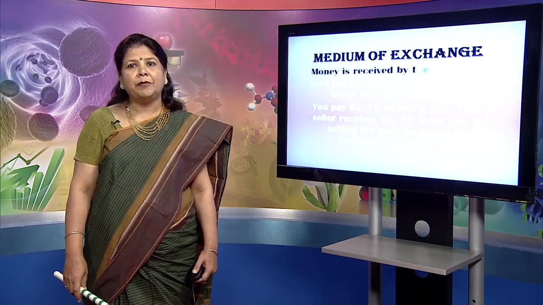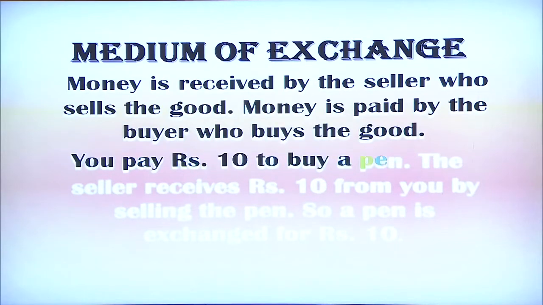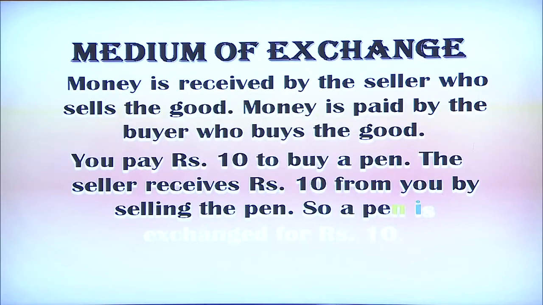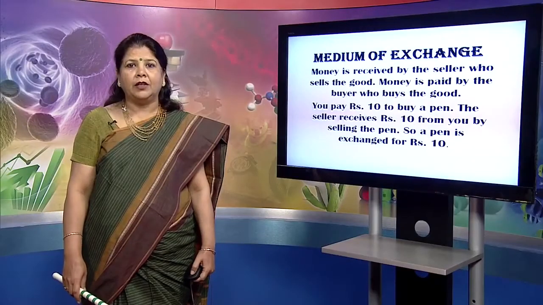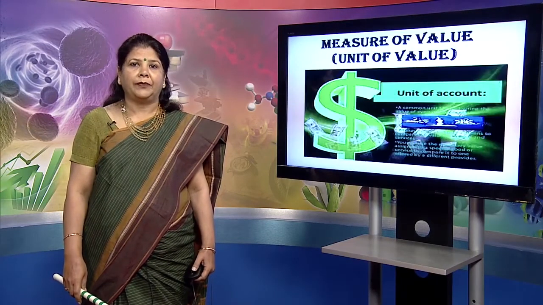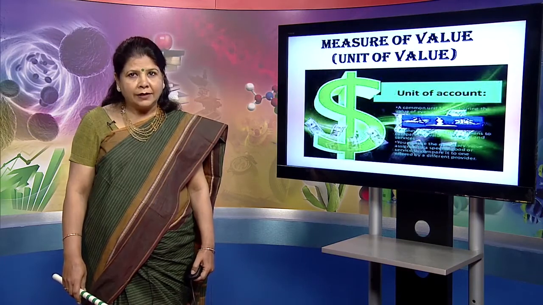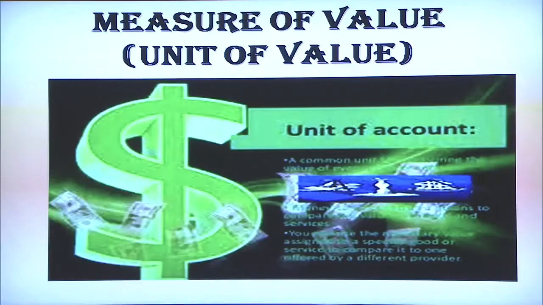Money is received by the seller who sells the good. Money is paid by the buyer who buys the good. You pay rupees 10 to buy a pen. The seller receives rupees 10 from you by selling the pen. So, a pen is exchanged for rupees 10. And this is the purpose of money, that is, it is a measure of value.